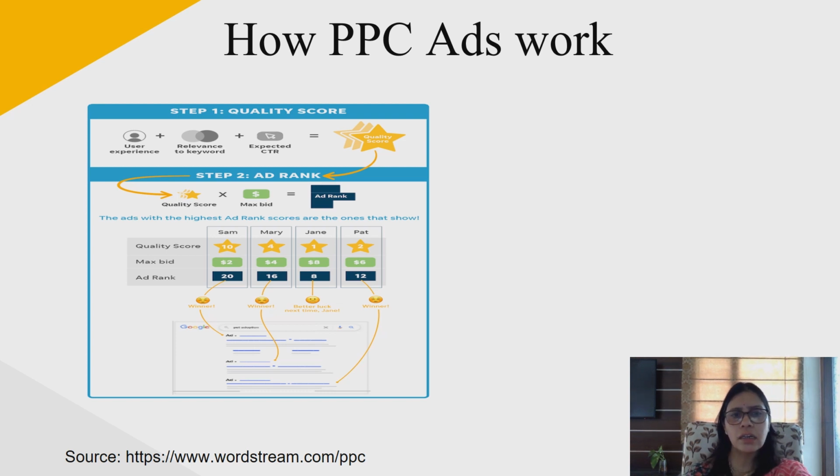That determines your ad rank, right? So the maximum bid that you have asked for and the quality score, a product of them, determines your ad rank, and based on that your ad is ranked on the search engine result page, SERP. This is how the PPC model works. So it takes into consideration several factors.